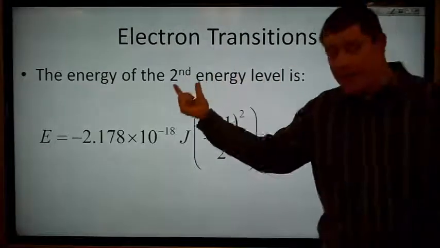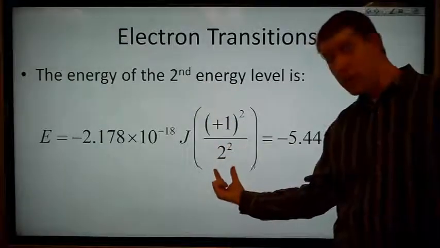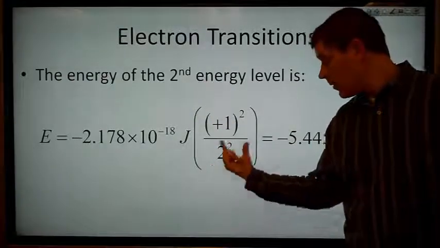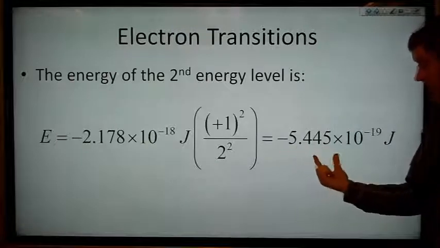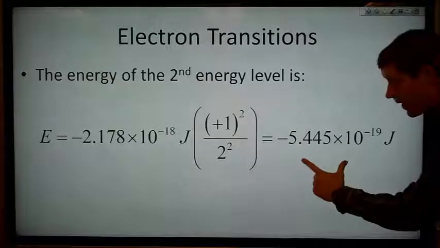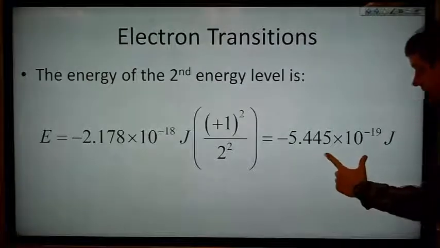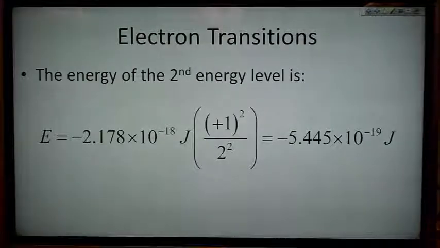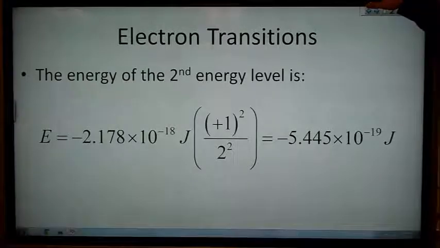And now let's look at the second energy level. Well, now we plug in a 2 here for N, and we square that, and that gives us minus 5.445 times 10 to the minus 19th joules. Now, you notice that this value, minus 5.445 times 10 to the minus 19, is a larger negative value.